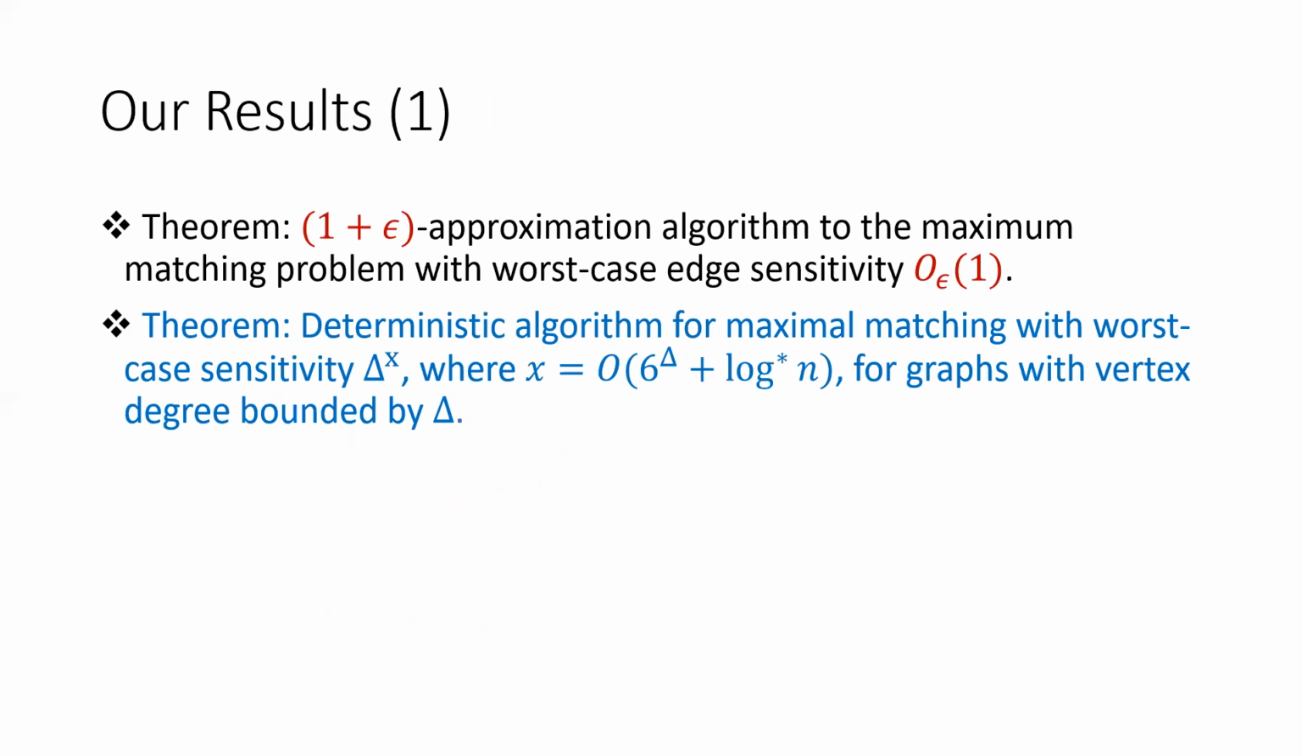So this is our linear time algorithm that gives a 1 plus epsilon approximation to the maximum matching problem, and it has worst case edge sensitivity over 1. Next, we'll talk about a deterministic algorithm for maximal matching with worst case sensitivity delta to the x, where x is the quantity here, and delta is the largest degree of a vertex in the graph.